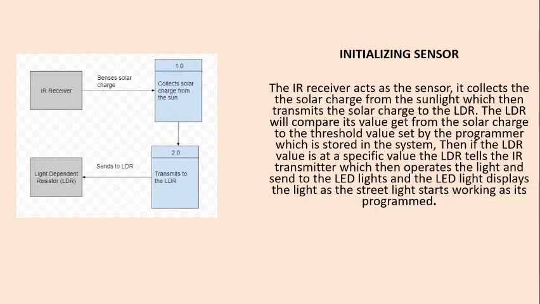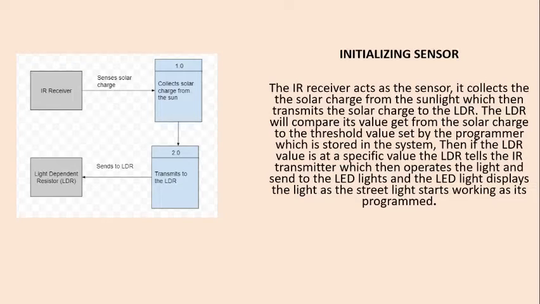Okay, so the last process I found is the initializing sensor. The IR receiver acts as the sensor. It collects the solar charge from the sunlight, which it then transmits to the LDR. Then the LDR will compare the value it gets from the solar charge to the threshold value set by the programmer, which is stored in the system.